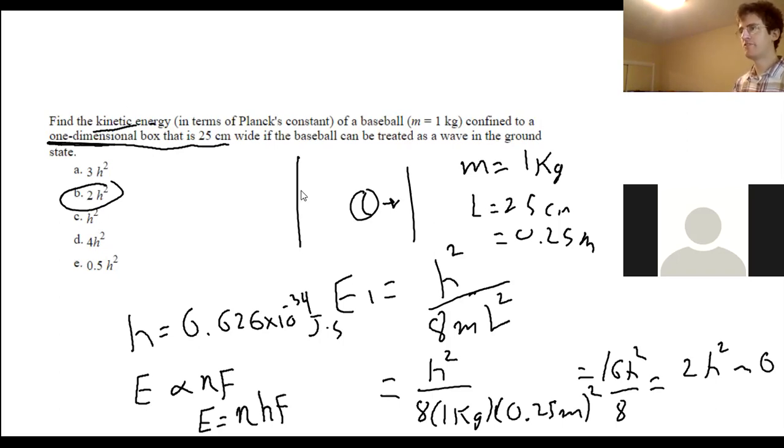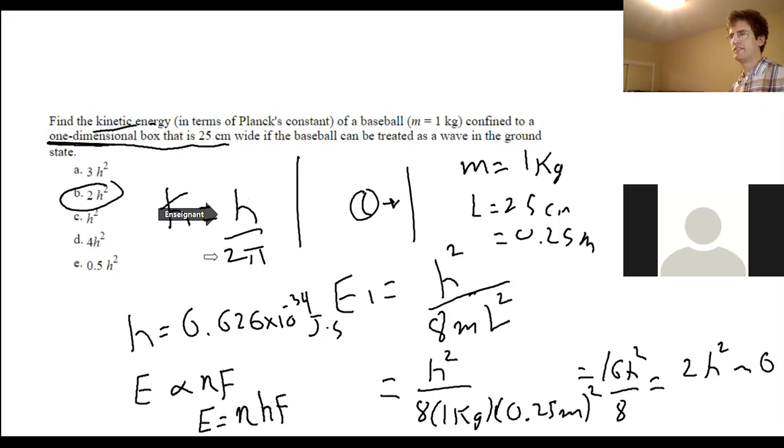Also, you may have seen some formulas using h with a bar like this. This is just Planck's constant divided by 2 pi. It's just used sometimes to make some equations look cleaner. But this is still a constant. This divided by 2 pi is like 1 times 10 to the negative 34.